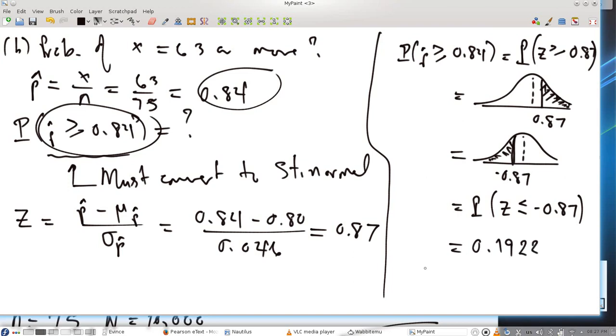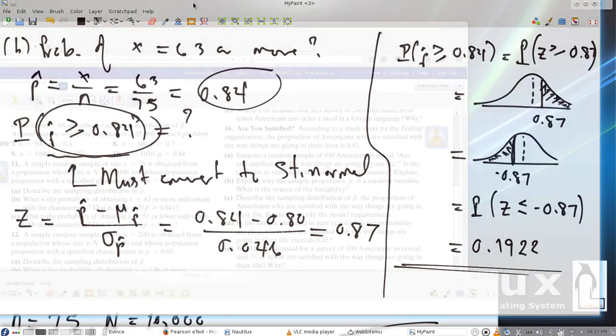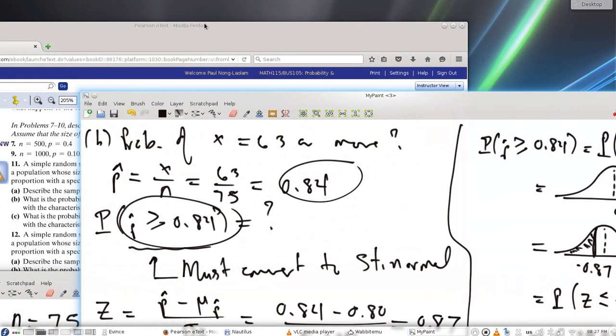0.1922, and that is the answer. Now I will provide the interpretation of this result in the next part of this problem. Let's move on with part C. Okay, right here, part C.